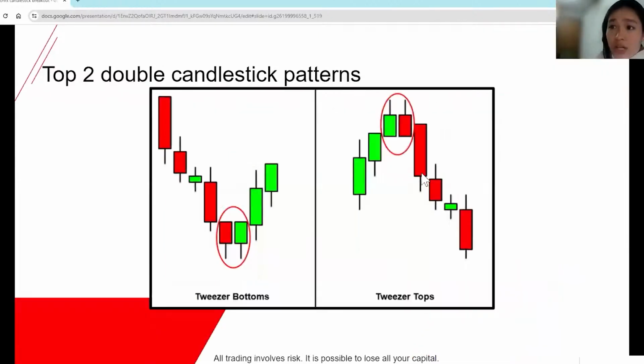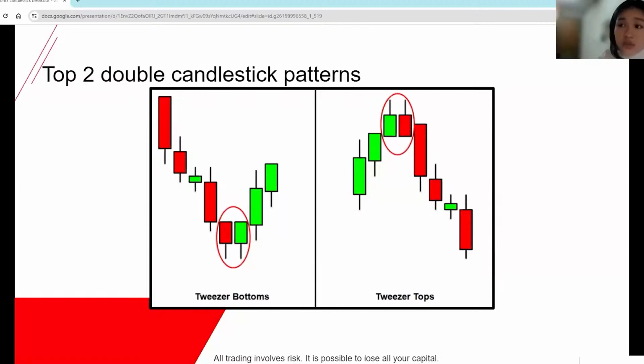So let's move on. Next, we have the tweezer bottoms and tweezer tops. Again, your tweezer bottoms are reversal patterns from a downtrend into an uptrend. So you can tell that the color of your candlesticks will tell you exactly the direction of price. So here we see prices moving in a downtrend. Your first candlestick is red, and then the exact same candlestick shape with no upper wick is moving in an uptrend with price in a green color candlestick.